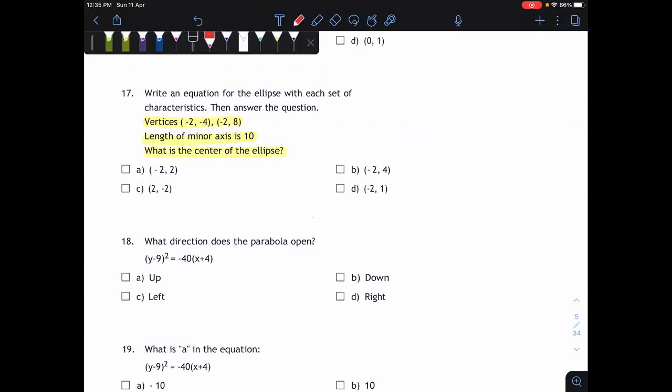When I say that we have two vertices at -2, -4 and -2, 8, and when you imagine your graph quickly like this, here is -2, and I will move down to plot the first vertex, which is at -4. Understand? And then this is the first vertex, for example, and the second vertex will be at 8, here like this. So who can tell me, guys, is it vertical or horizontal ellipse?